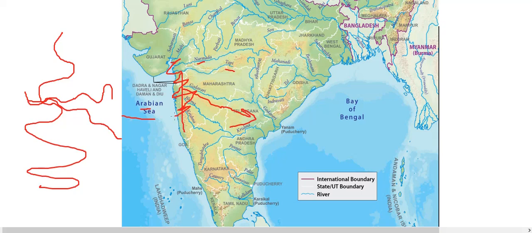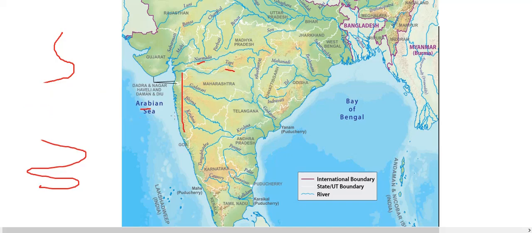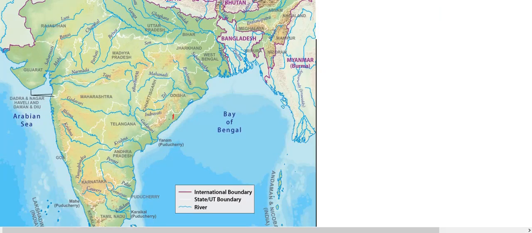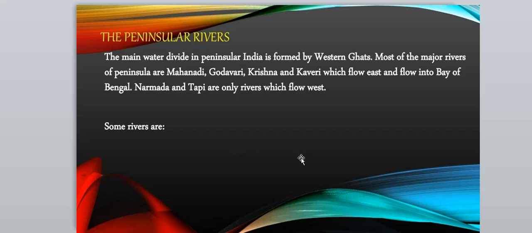Others are the upheaval of the Himalayas, and the third is the tilting of the peninsular block from northwest to southeast. Okay, I hope this system is clear to you. Now, let's see the rivers one by one.